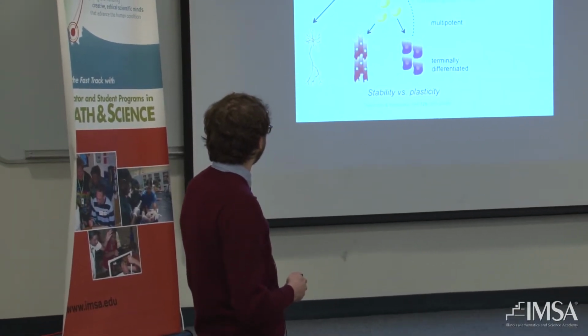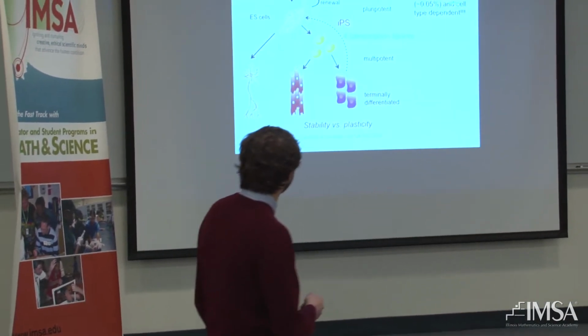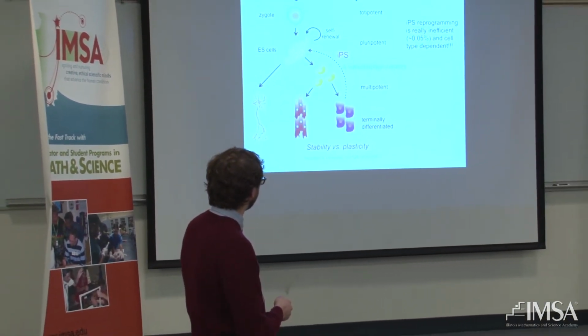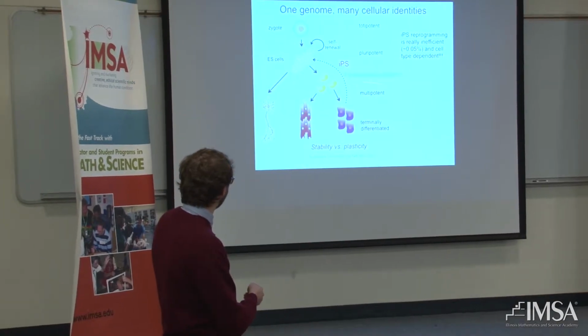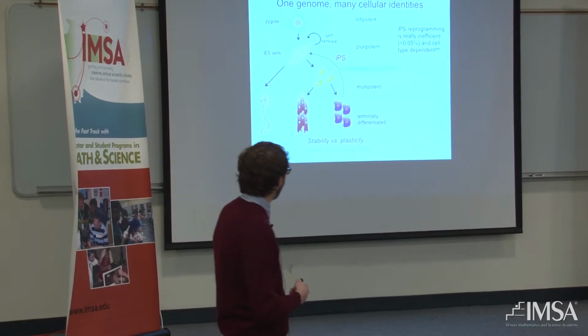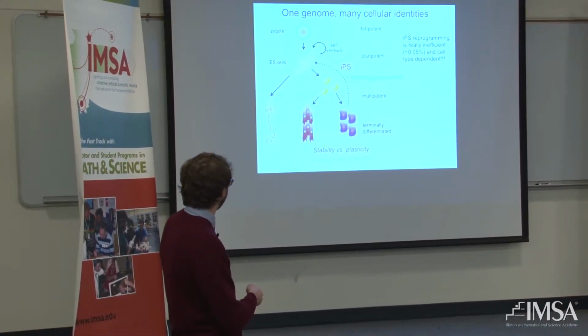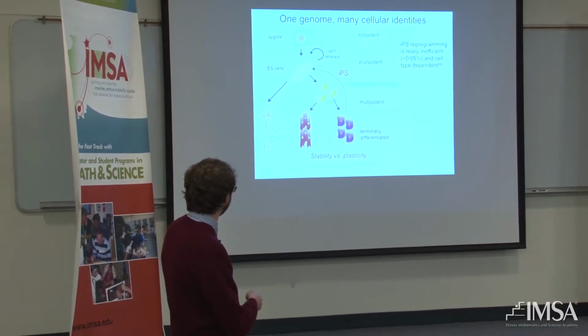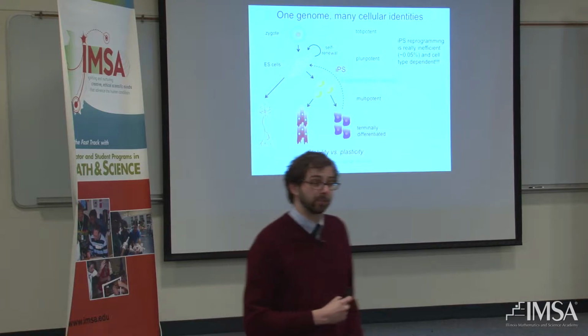Okay, so this is a fascinating result, but it's extremely inefficient. About 0.05% down to 0.01% of the cells that get all 4 of these factors are actually capable of de-differentiating. So why is that? Also, it's cell type dependent. You can't take a neuron and give it this cocktail of 4 transcription factors and turn it back into something that looks like an embryonic stem cell.